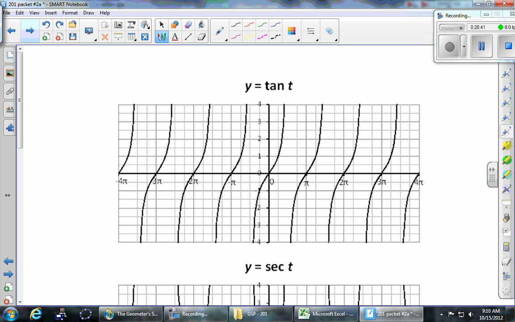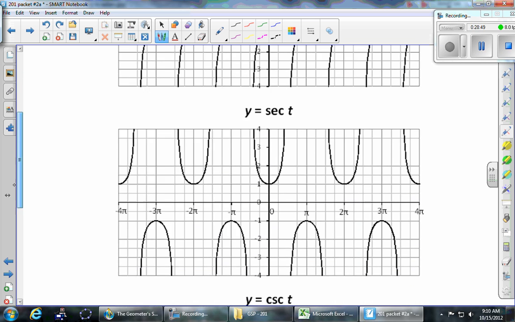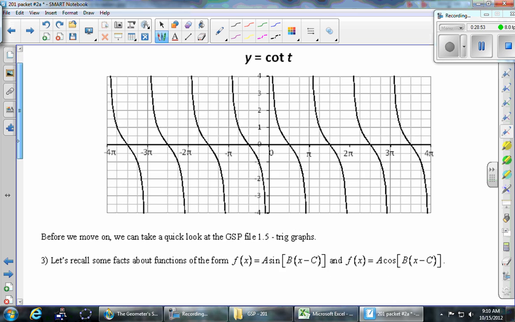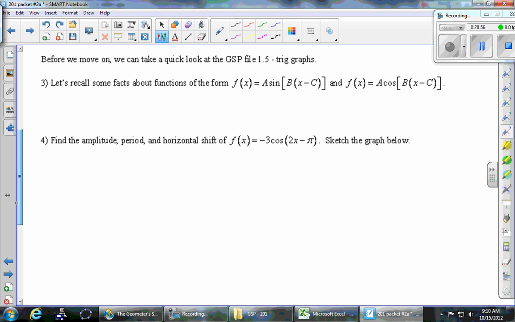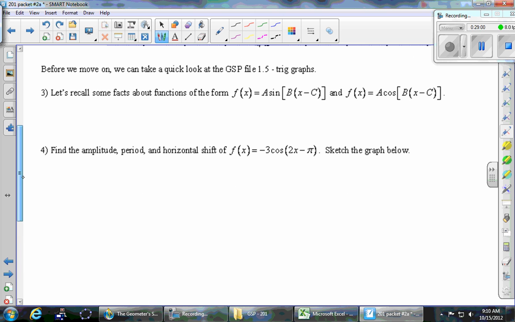Okay, some more pretty graphs here. You'll notice that all 4 of the other trig functions have vertical asymptotes, so they look quite a bit different from the sine and cosine graphs. And we just merrily move along until we get to number 3. So we're on page 23.